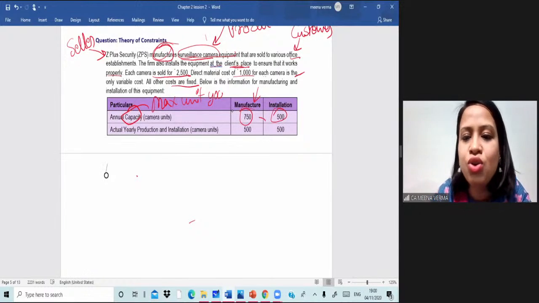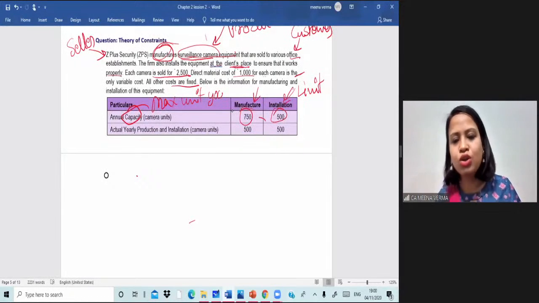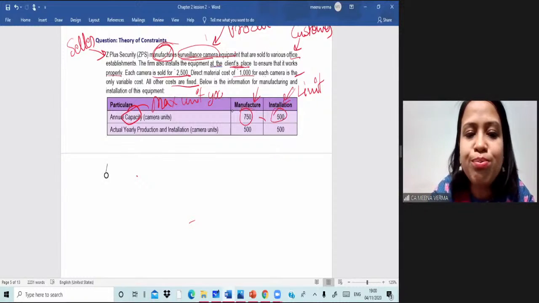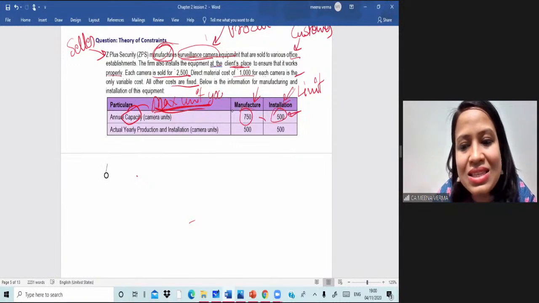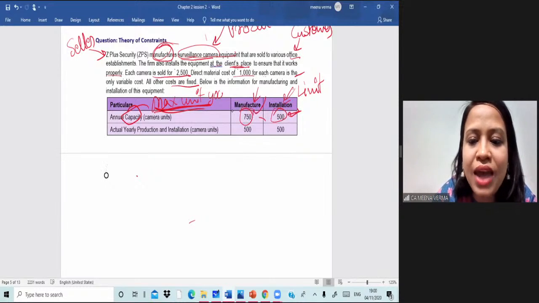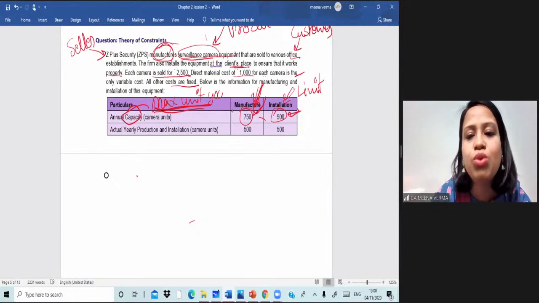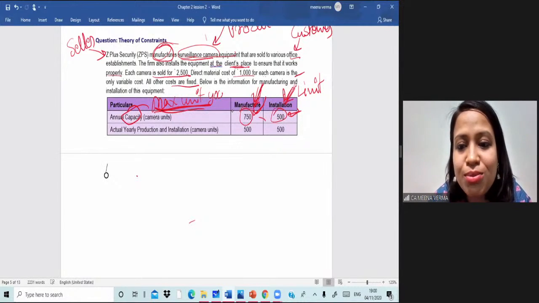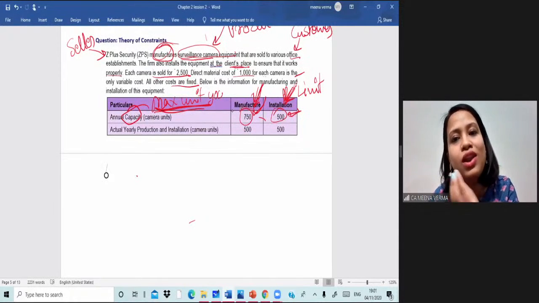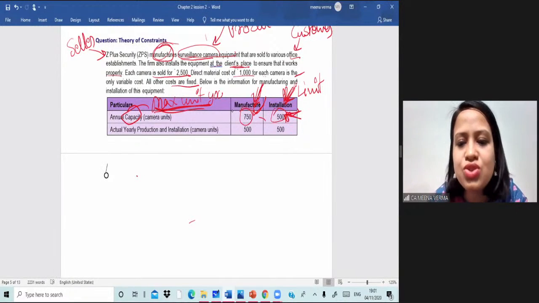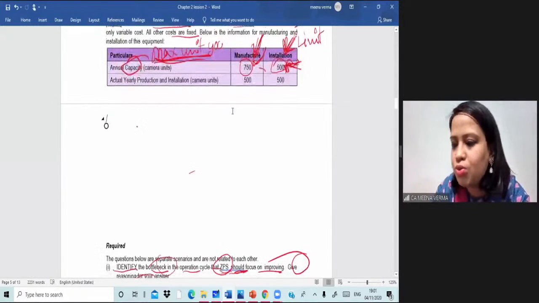It means that your resources are limited at this place. Maybe you don't have enough labor to help in installation, or enough experts to help the installation process. So the maximum units you can install is less than the maximum cameras you can manufacture. Your resources are enough at manufacturing, that is why you can produce more, while your resources are limited at installation, that is why you can install fewer cameras. So installation is your bottleneck place. I hope you got this point.